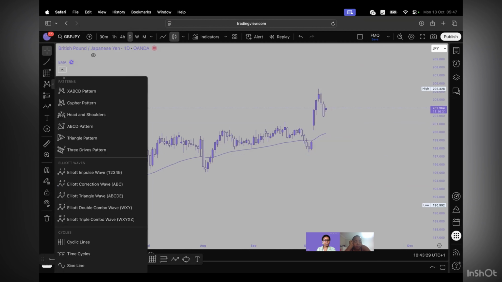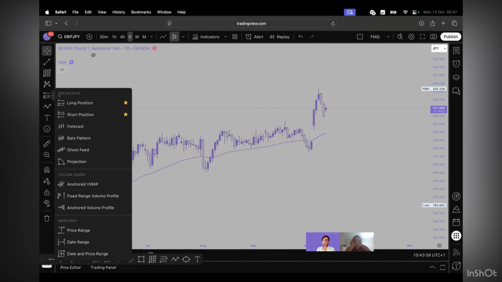Now, the next icon, which is patterns, I don't have anything starred here, so I don't really use it. Some people use the head and shoulders pattern. I don't necessarily use head and shoulders. Okay, the next one is the projection. The next icon is called projection. What long position and short position means is you want to enter a buy. Buy means long. You want to enter a short. Short means what?